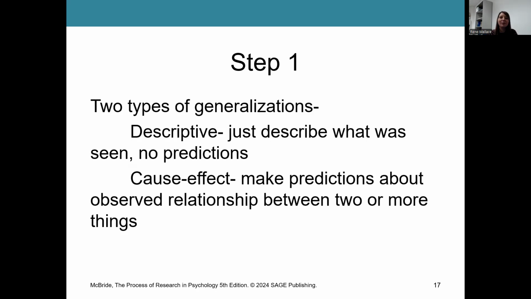Tell me if it's a descriptive or a cause effect observation. Those are the 2 types of generalizations. So descriptive just describes what's seen, no predictions. So I stand close to people and they back up. I'm not telling you why, I'm not telling you how, I'm not predicting anything, I'm just saying it happens. And then a cause and effect does make predictions about the relationships between 2 or more things. Like, if you study more, you will get a better grade on your exam.